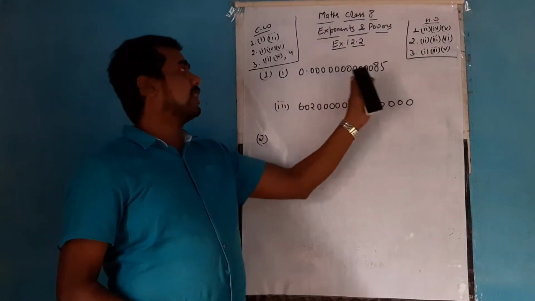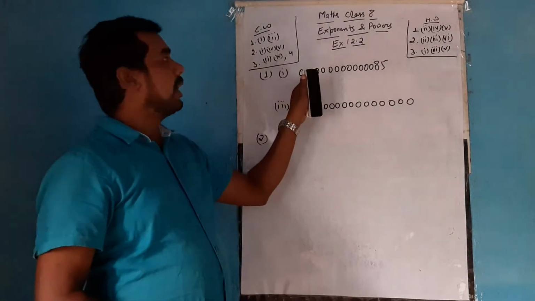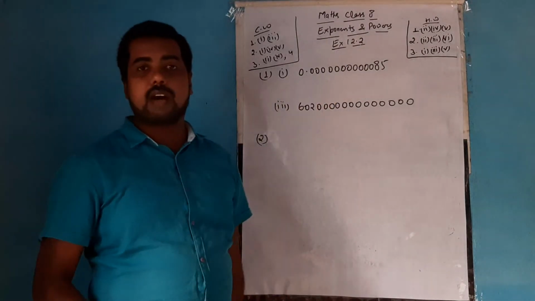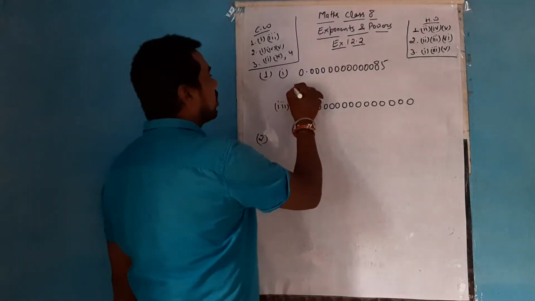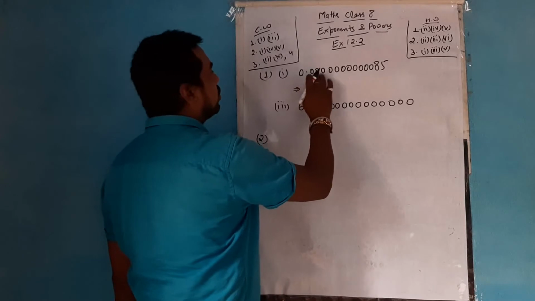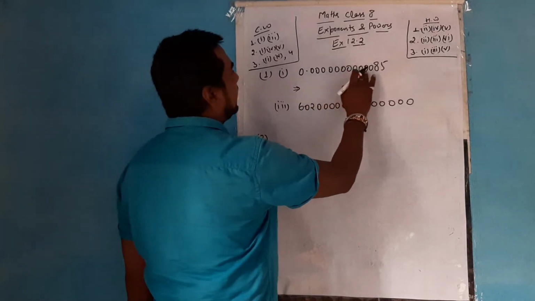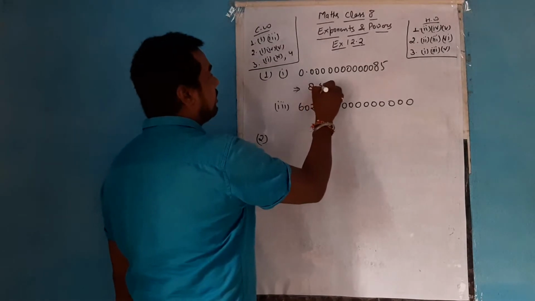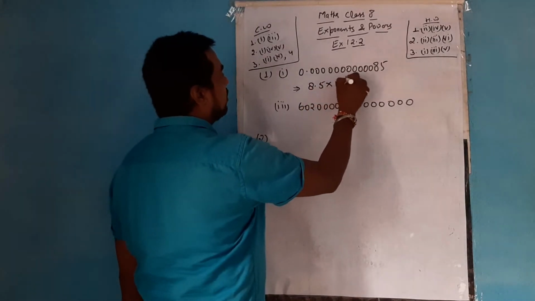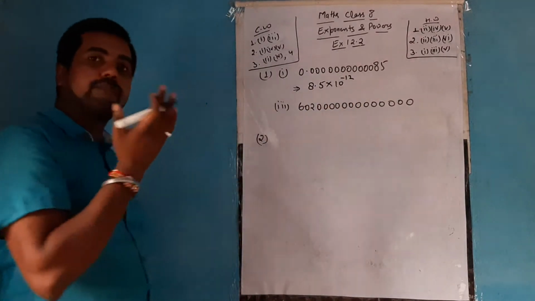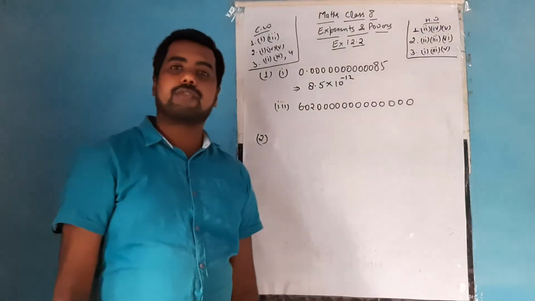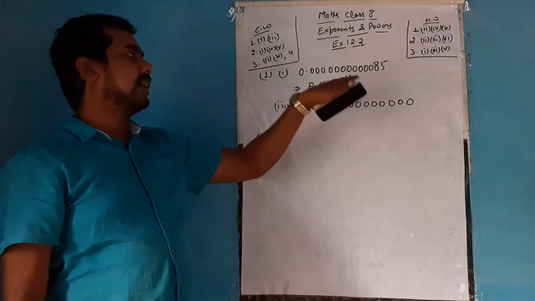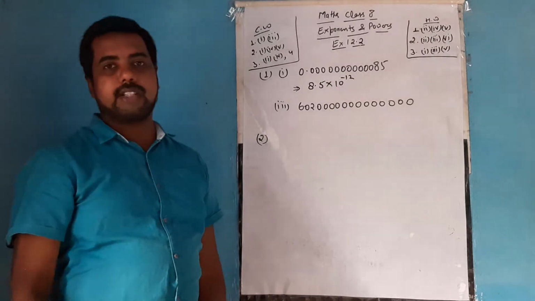As you are seeing here, the decimal is already given, and it has to be shifted to just after 8. So the answer will be: there are 2, 4, 6, 8, 10, 11 zeros and one digit of 8, so that becomes 8.5 into 10 to the power minus 12, as we have shifted from left to right. So the answer is 8.5 into 10 to the power minus 12.